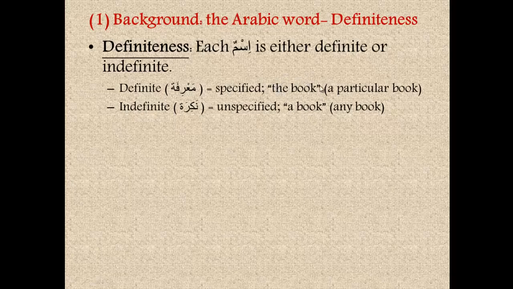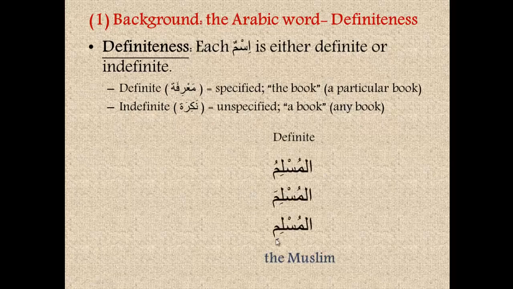So if I say the book, just like in English, when I say the book, you and I know we're talking about a particular book. If I say the book is on the table, you know, out of all the books in the world, out of millions and millions of books, there is just one book that I am referring to. On the other hand, if a noun is indefinite or nakirah, it is unspecified. When I say a book, I'm talking about any book.